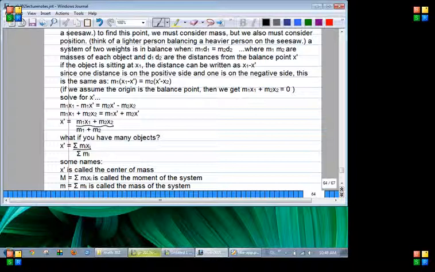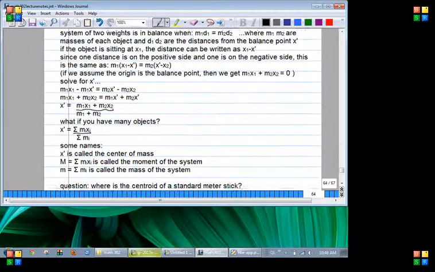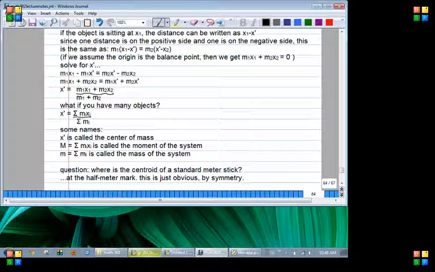So what we know is we need to take the mass times the position for every object and add it all up, and then we need to add up the mass. That's going to give us the moment divided by the mass, which will be the centroid. This assumes that we have a list of a finite number of masses, but we know in calculus that's not really what we're dealing with. And that's what we're going to look at right now. Centroid of a standard meter stick, obviously in the middle because of symmetry, as we said earlier.